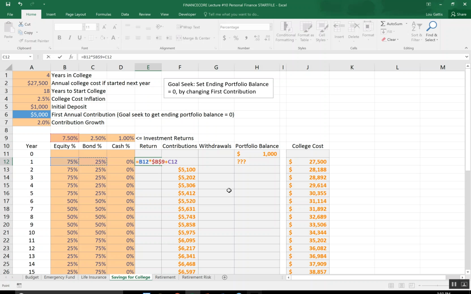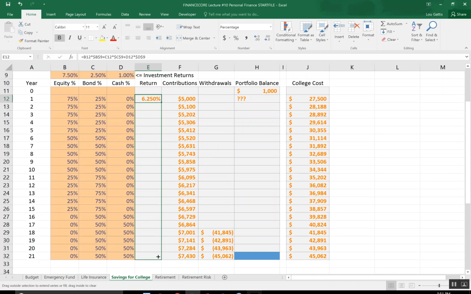Plus 25% of my money earns 2.5%. I'm going to anchor the 2.5%. Plus 0% earns 1%. I'll anchor the 1%. So I've anchored these cells here in row 9. So it looks like my portfolio will start out at 6.25%, and as it gets safer, away from stocks and into bonds, the return goes down.